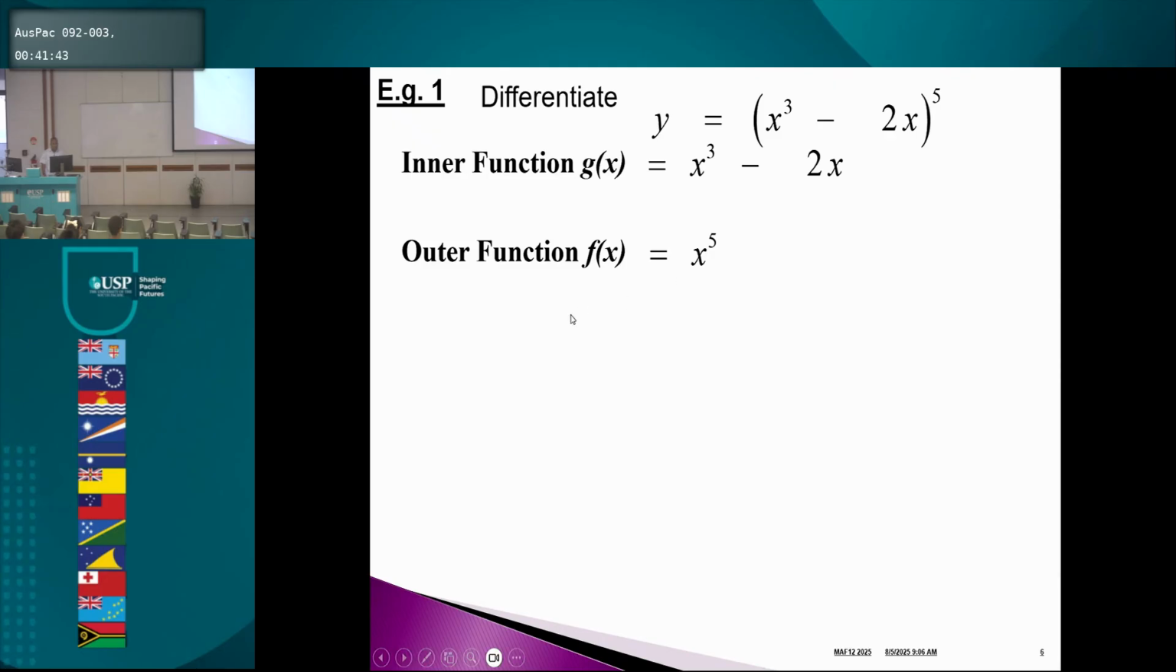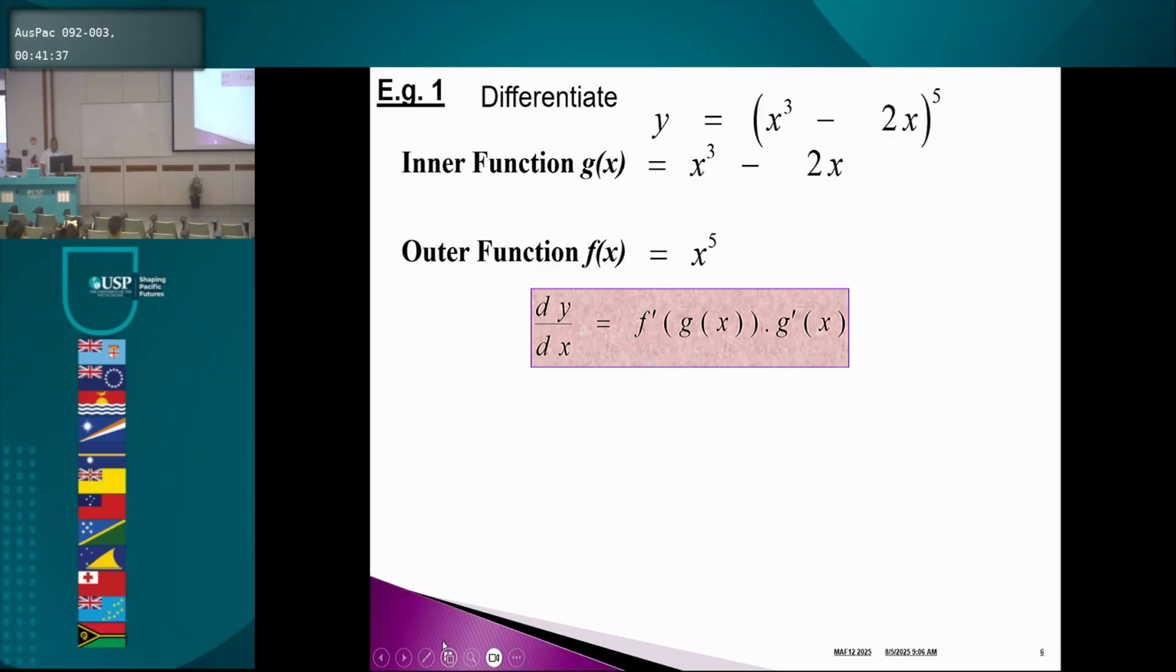So the suggestion was we differentiate the outer. I would prefer to write this as something to the power of 5. I don't like to use the x there. So if you differentiate the outer, to the power of 5, it becomes 5 something to the power of 4. And this something is the inner function that remains unchanged. The power now becomes 4, and the inner function remains the same.